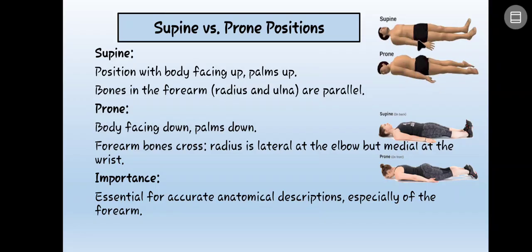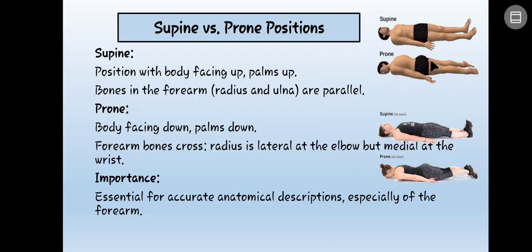In the supine position, you can see the person is lying flat on the back, with the face facing up. Both arms should also be facing up. This is what we call supine position. So the position with the face facing upward, the palms also facing upward, is what we call supine position.